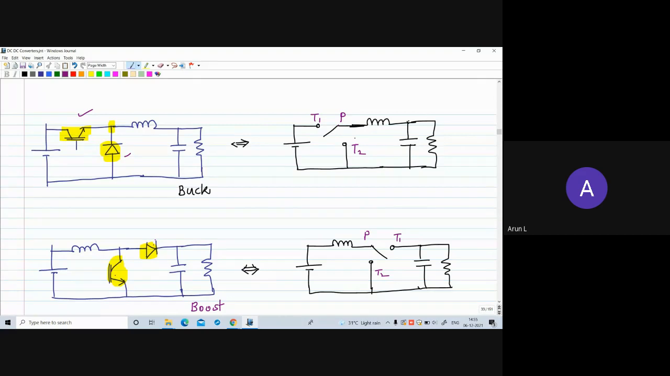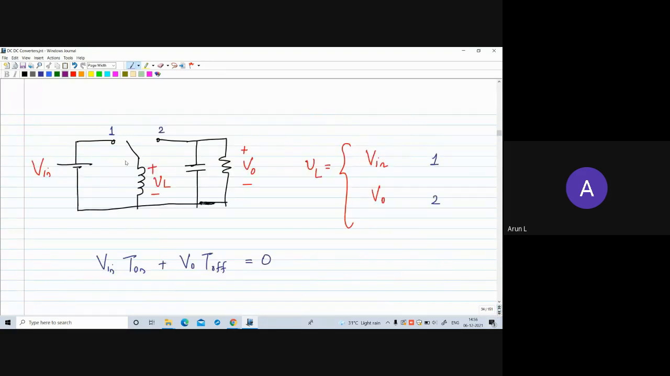So one more topology can be deduced from here if you interchange the position of this switch and the throws. So in the next topology, we will connect the throws to the two terminals, input and output terminals, and the pole will be grounded through the inductance. So here we have grounded the pole through the inductance, and the two throws T1 and T2 are connected to the input and output terminals.